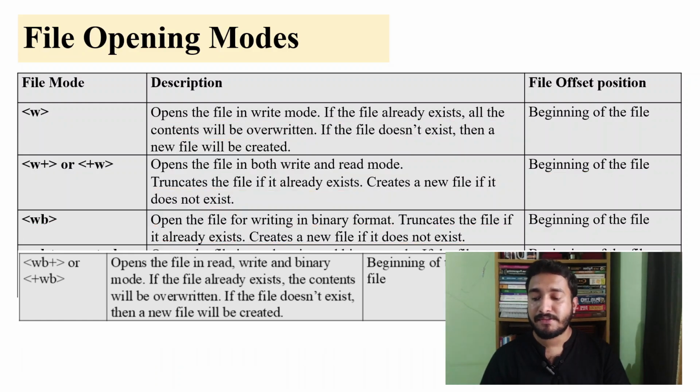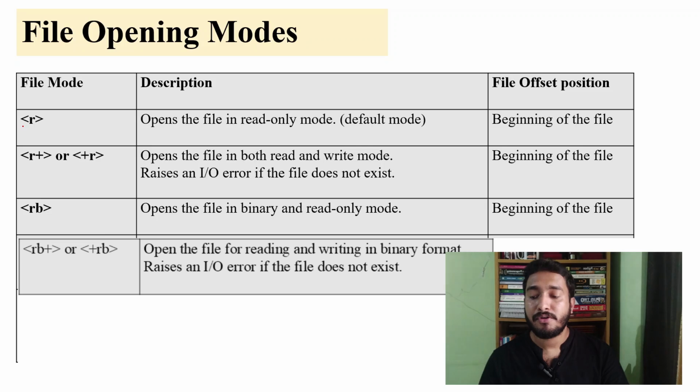So WB plus opens the file in read, write and binary mode. If the file already exists, the content will be overwritten. If the file does not exist, then a new file will be created. It opens a binary file to perform read and write operations.